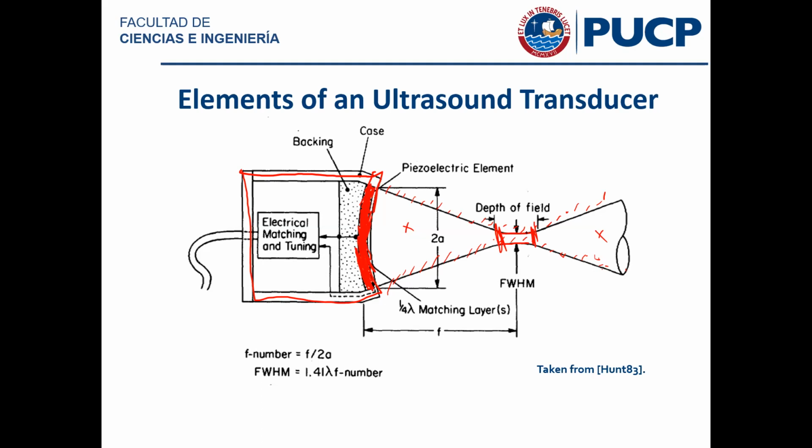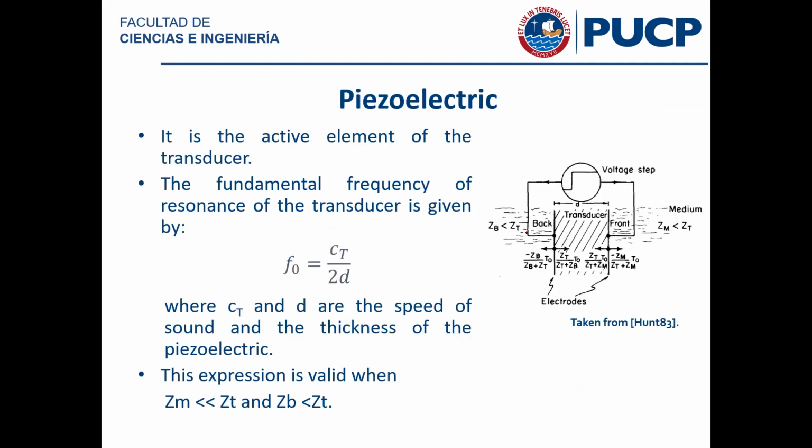Okay, there's an electrical matching and tuning, but that goes into any electrical device that needs to be connected, in this case, to a pulser receiver for the generation of the acoustic waves, but some other electrical device, right? You always have to do matching and tuning. So let's talk about the relevant elements that probably you don't exactly know how they work or why they're there, which are the backing and the matching layer. The piezoelectric we already talked about, right? And it's, again, the active element.